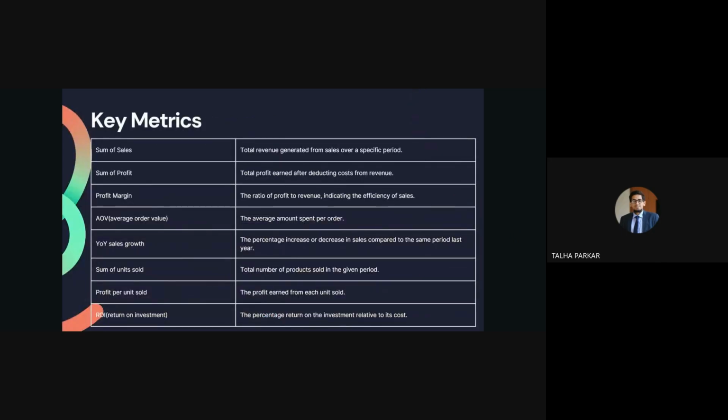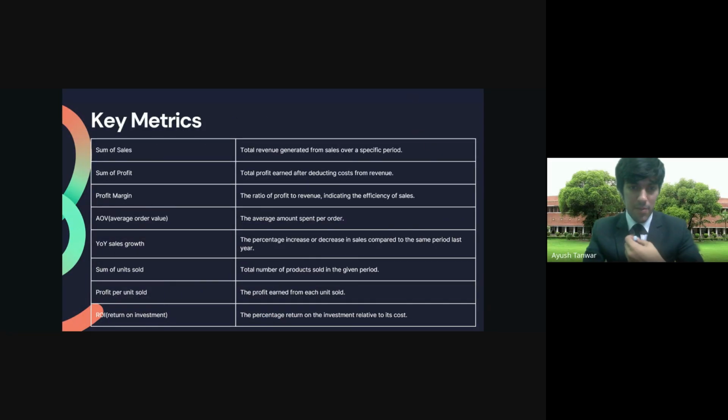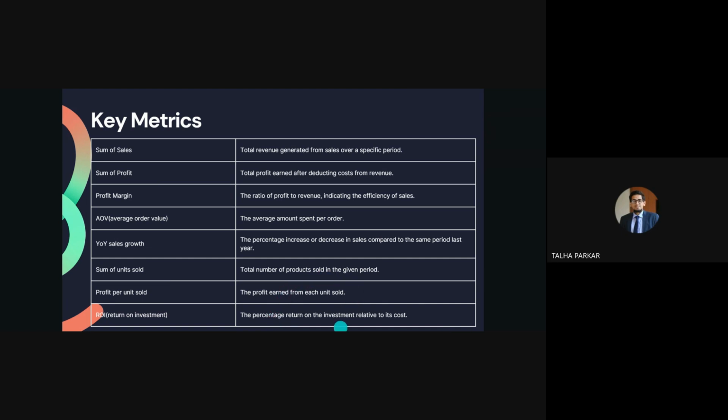Ayush, if you can come back to the previous slide. Yes. How did you identify that these are the metrics that you wanted to visualize or analyze? If you can share that.